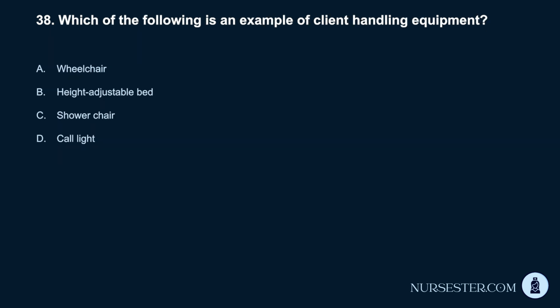38. Which of the following is an example of client handling equipment? A. Wheelchair. B. Height adjustable bed. C. Shower chair. D. Call light. Correct answer, B. Height adjustable bed.